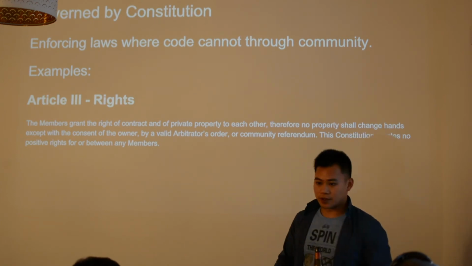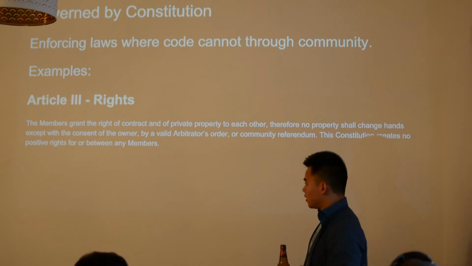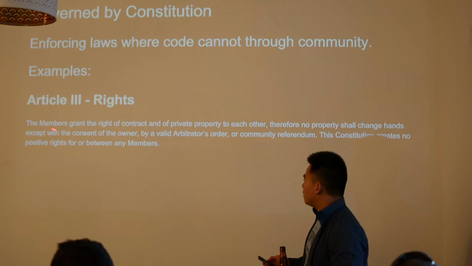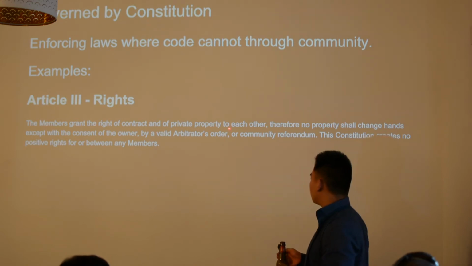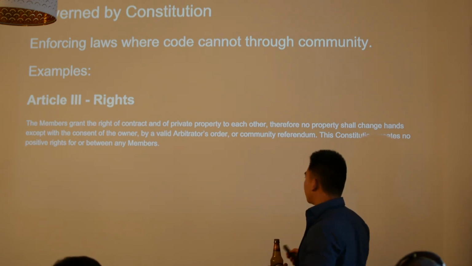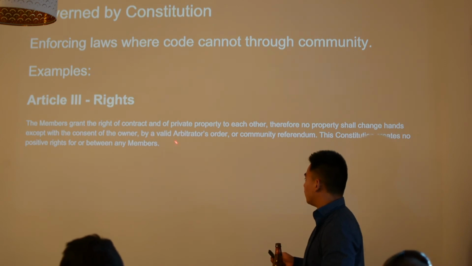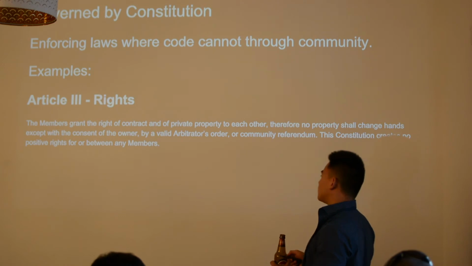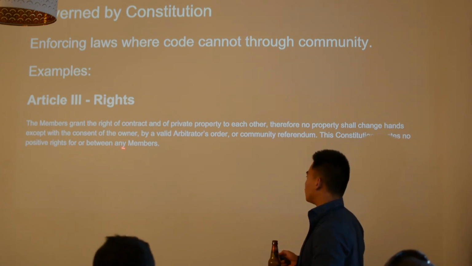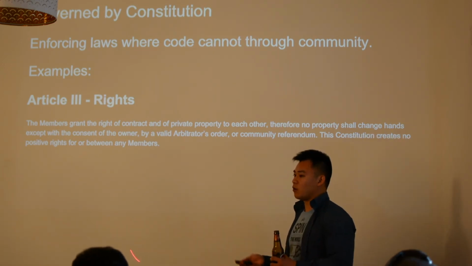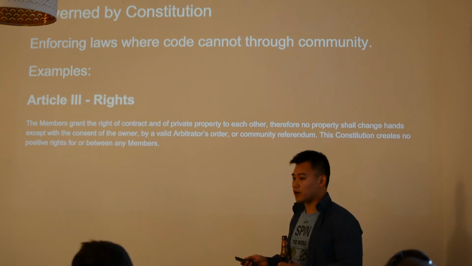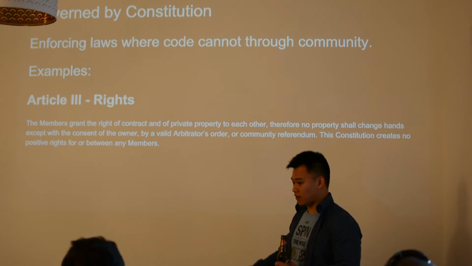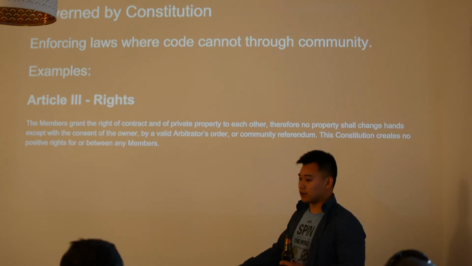One example is drawn from the Constitution, Article 3, Rights, and I'll just read this quickly. Members grant the right of contract and acquire property to each other, therefore no property shall change hands except with the consent of the owner, by a valid arbitrator's order or community referendum. This Constitution creates no positive right for or between any members. So this is a very long way of saying your private property rights are protected. If someone hacks or steals your private key, we will make you right.